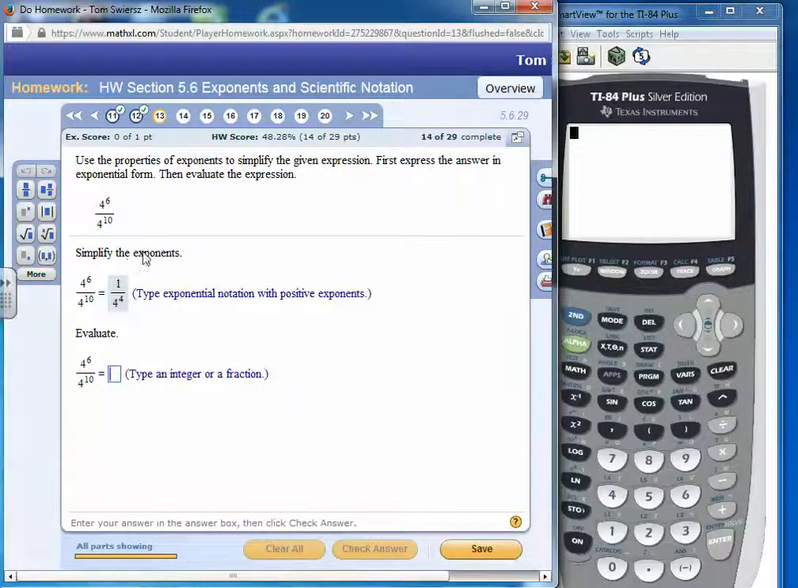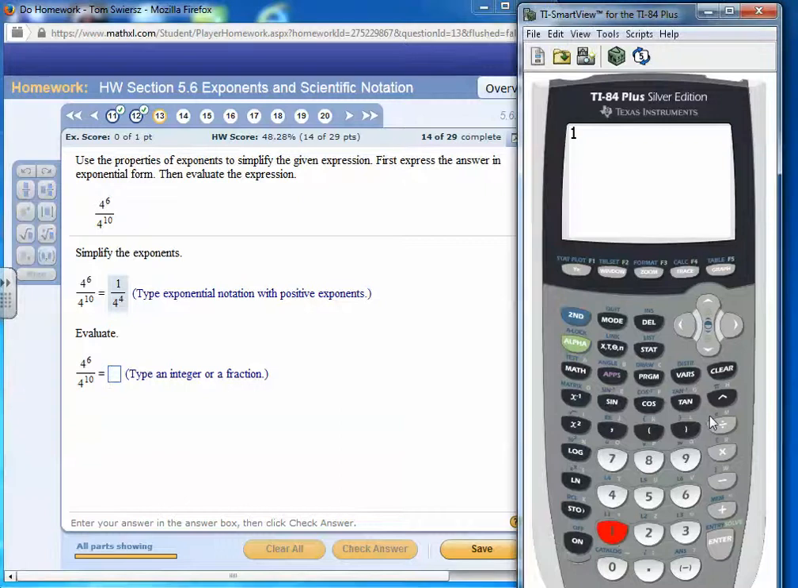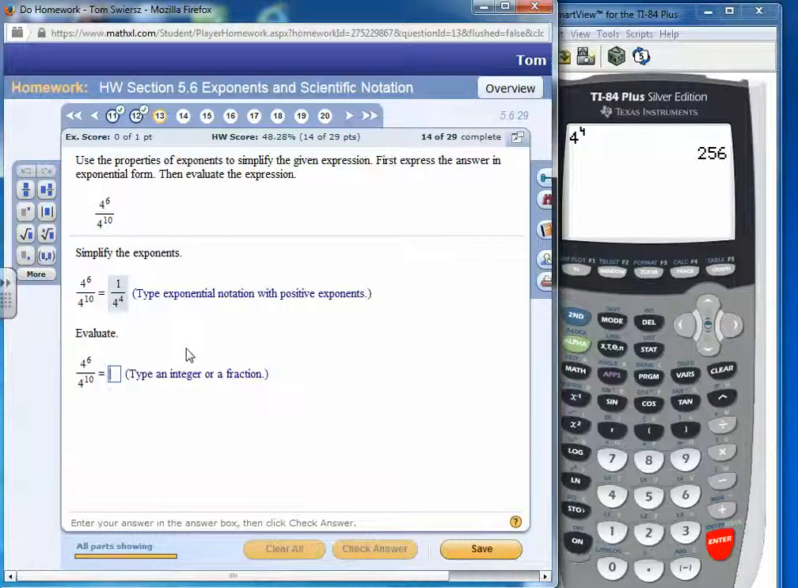Very good. And then evaluate 1 over 4 to the 4th power. You can do it on your calculator. You want a fraction, so probably what we'll do, since it may not recognize a fraction that's small, we'll go on the calculator. We'll do 4 to the 4th power, which we know is the denominator, 1 over 256. I guess it probably would. So then it would be 1 over 256.